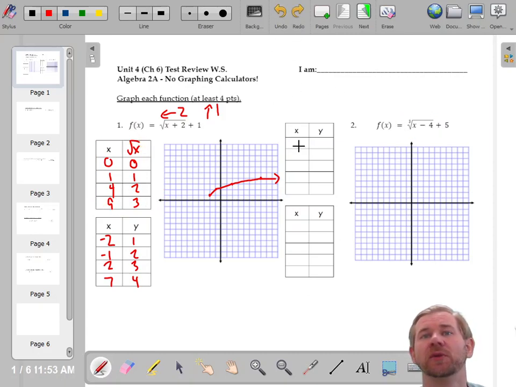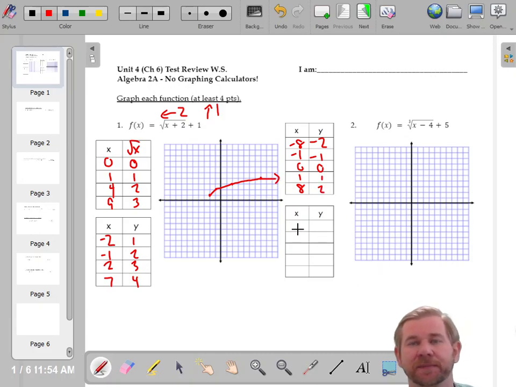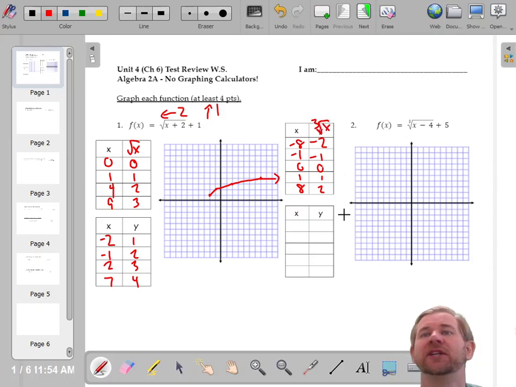Cube root, for a cube root, we're going to use perfect cubes. So that's negative 8, negative 1, 0, 1, and positive 8. And the cube root of negative 8 is negative 2. The cube root of negative 1 is negative 1. And then similarly 1 and 2 for positives. Okay, that's the cube root of x. Now I need to do a translation. So x minus 4 makes it go right 4, and plus 5 on the outside makes it go up 5.